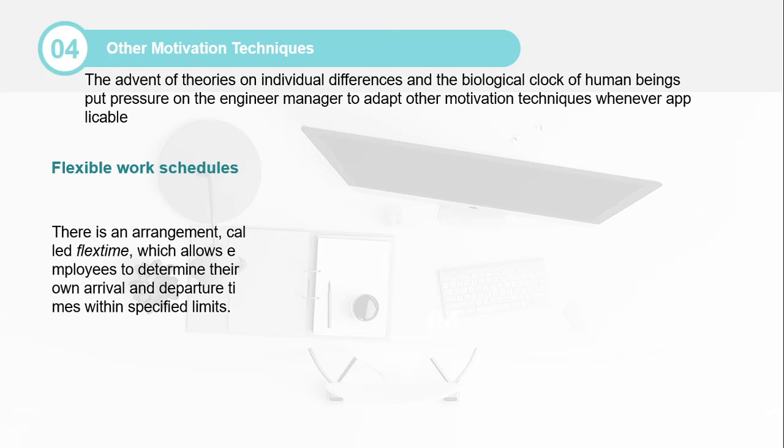There is an arrangement called flex time, which allows employees to determine their own arrival and departure times within specified limits. For example, an engineering firm may allow one group of employees to take the 8 a.m. to 5 p.m. schedule. Another group takes 9 a.m. to 6 p.m., and another takes 10 a.m. to 7 p.m. An alternative to this arrangement is the adoption of the 40-hour work week in 4 days, allowing the employee to choose a day off.